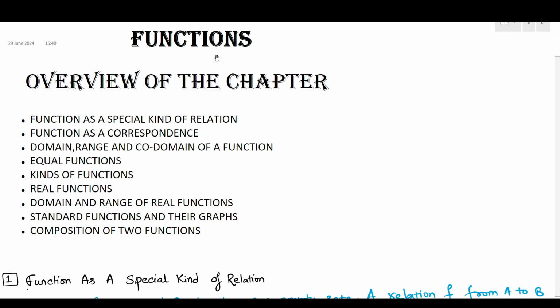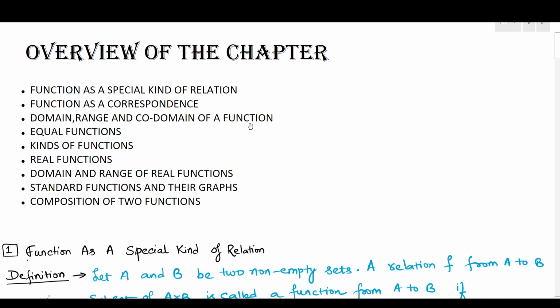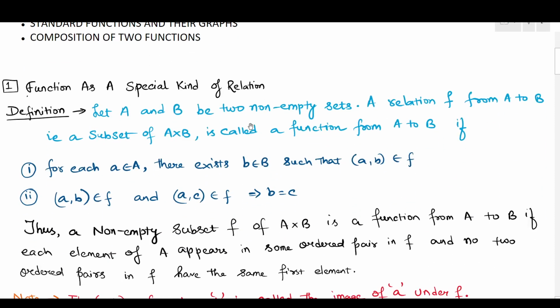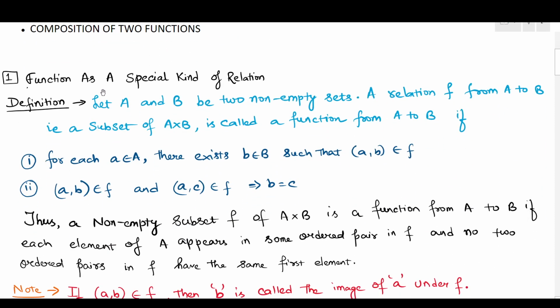Today we are going to start a new chapter called functions. Basically, this is the overview of the chapter. Today we are going to cover the first two topics, that is function as a special kind of relation and function as a correspondence. Let's see this too. Function as a special kind of relation.